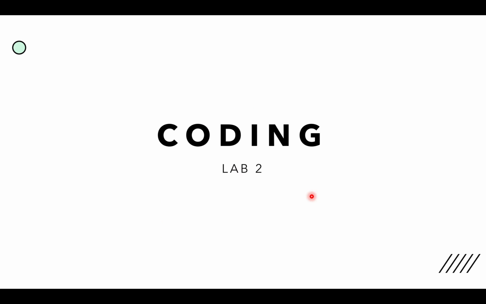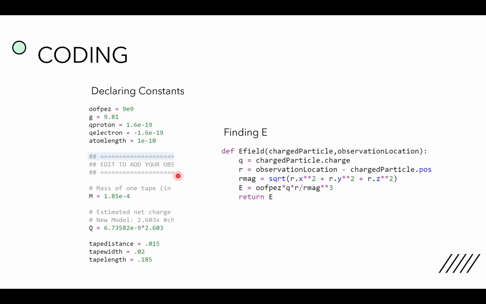Now into the actual meat of Lab 2, which is mainly just coding. First I declared my constants, which are all the same as the constants I declared in Lab 1, except the charge is slightly different, it's bigger. I also wrote a method to find the electric field of a given particle at a given observation location. Using the particle's charge as well as the observation location, I was able to find and return the electric field.